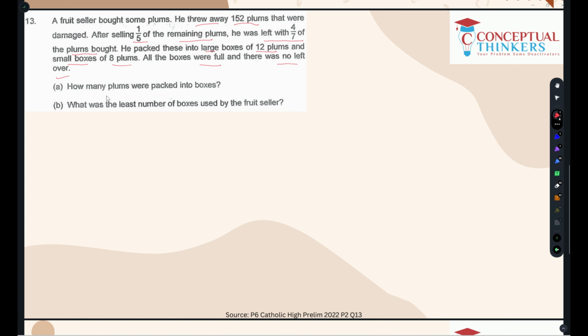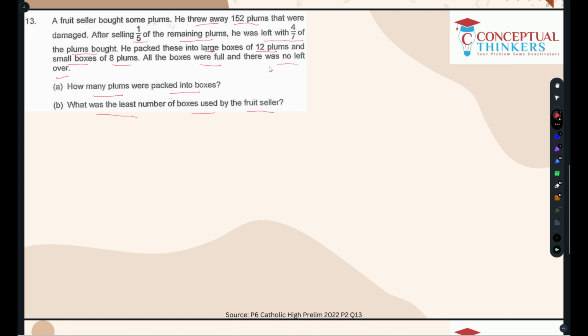For part A, we need to first find how many plants were packed into boxes. Then lastly, we need to find the least number of boxes used by the fruit seller. After interpreting the question, we find there are some key phrases we need to take note of. They started with a number that was removed. Then they say a fraction of the remaining. And lastly, he was left with a fraction of the original number of plants.